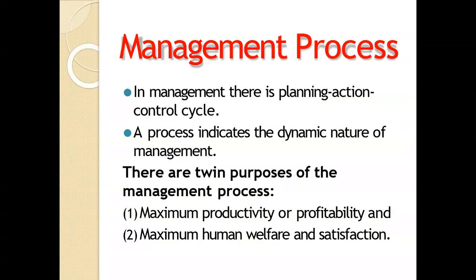Now I will move on to management as a process. See what exactly it means as a process. Management refers to a series of interrelated functions. It is the process by which management creates, operates and directs a purposive organization through systematic, coordinated and cooperative human efforts. So in management there is a planning, action, control cycle. A process indicates the dynamic nature of management. There are twin purposes: maximum productivity and profitability, and maximum human welfare and satisfaction. These are the main ingredients and main purposes of management.